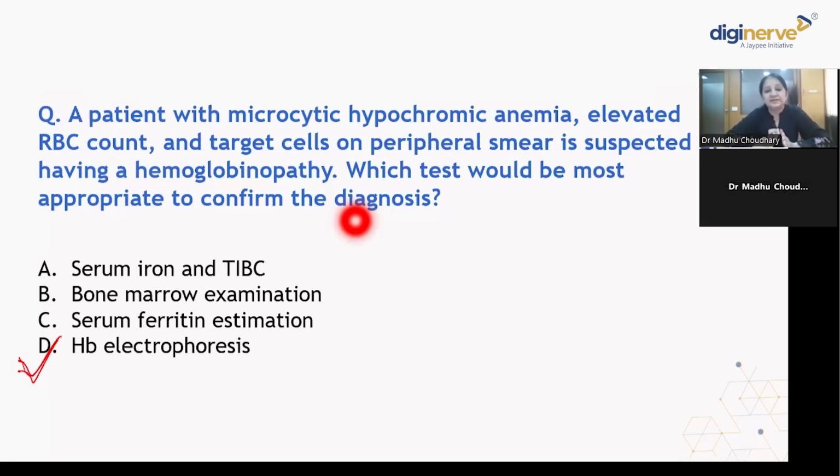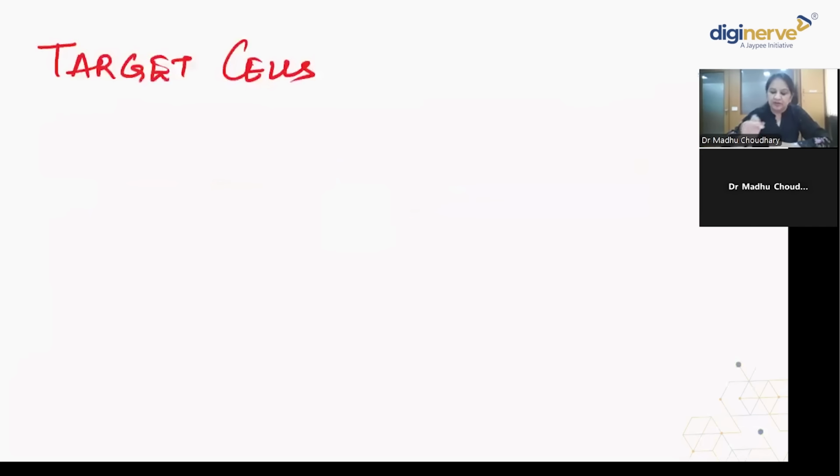Serum iron or TIBC you would say when they are not telling you of a suspected diagnosis of hemoglobinopathy. Then serum iron and TIBC would be your first investigation. But of course, for confirming the diagnosis, when they are telling you it is a hemoglobinopathy, you have to do a hemoglobin electrophoresis, right?